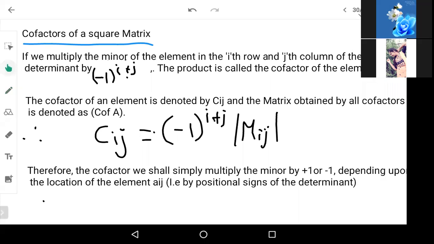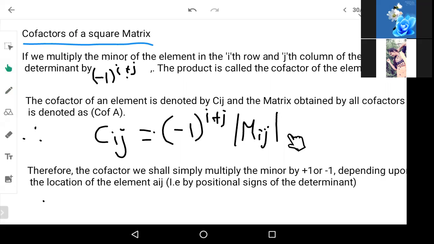Now we have understood what is a minor of a square matrix. Now in cofactors of a square matrix, we are going to use the minor here also. If we multiply the minor of the element in the ith row and jth column by -1 to the power i plus j.